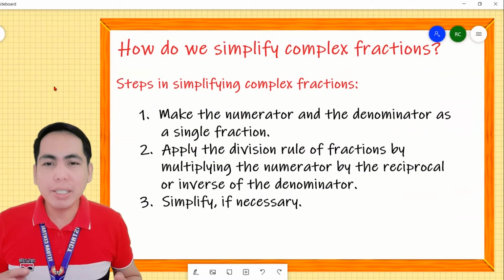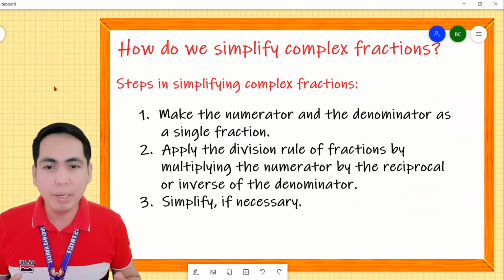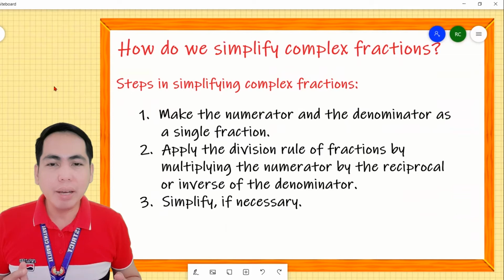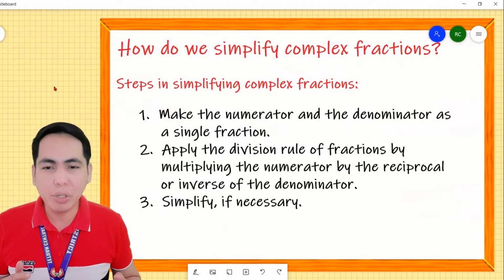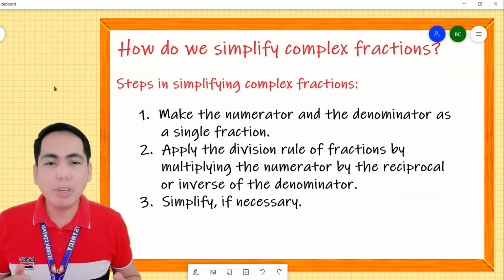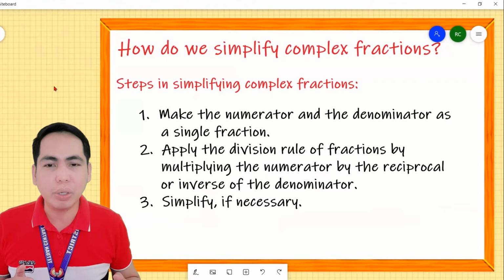We have here 3 steps in simplifying complex fractions. Number 1, make the numerator and the denominator as a single fraction. Number 2, apply the division rule of fractions by multiplying the numerator by the reciprocal or inverse of the denominator. And number 3, simplify if necessary.